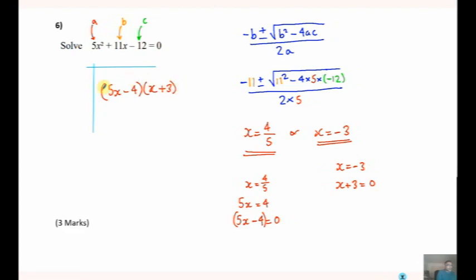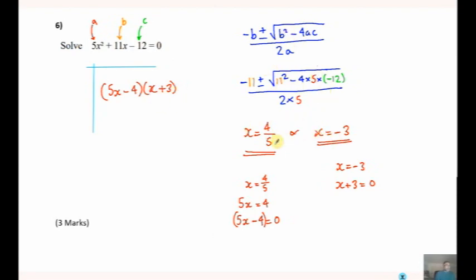And now, even if it said solve by factorizing, because I've shown that I've factorized it, even though I've done this method, that will still enable me to get my full marks because I've factorized it and I've solved it. So it's a little bit of a cheat there. You can use your solution, you can use the quadratic formula.